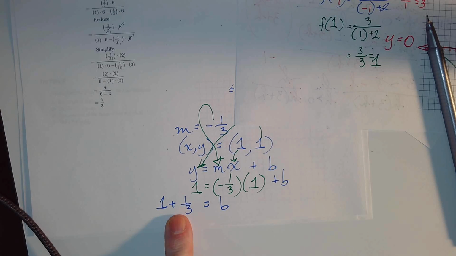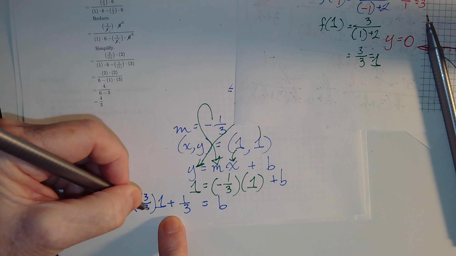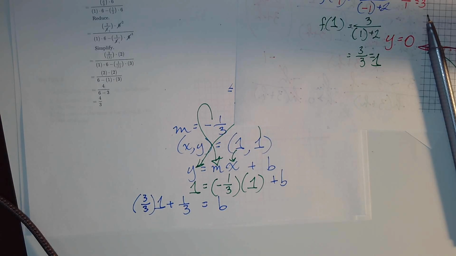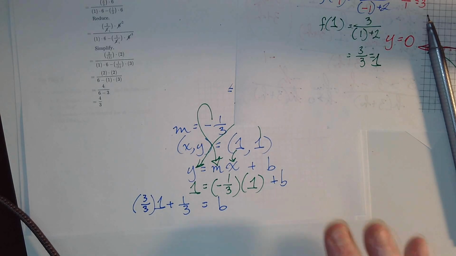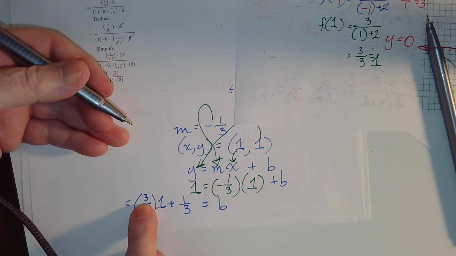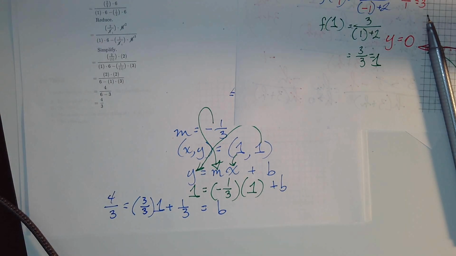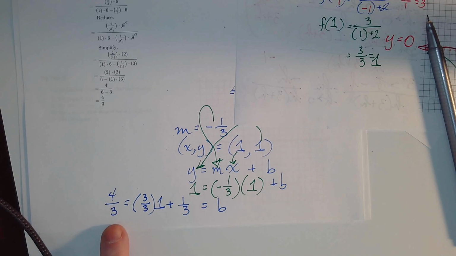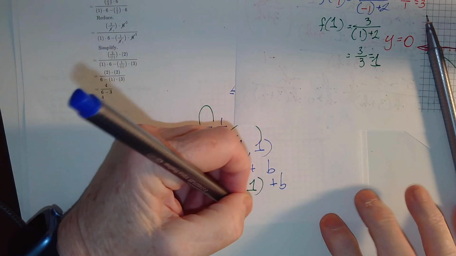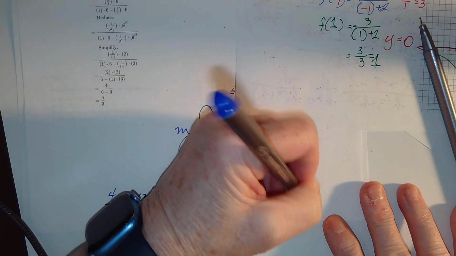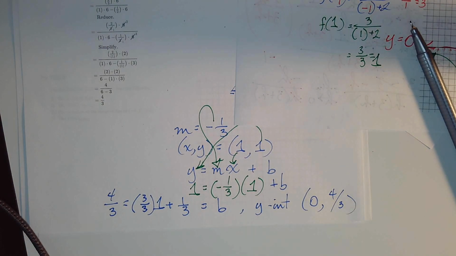Well, in order to add these numbers, I need to have a common denominator. So I'm going to write 1 as 3 over 3. Do you see that 3 divided by 3 is still 1? So we haven't changed anything. We've just changed how it looks. And now we get 3 plus 1 over the common denominator. So is the y-intercept the number 4/3? I want to hear everybody say, no, miss. That's right. The y-intercept is the point 0, 4/3.